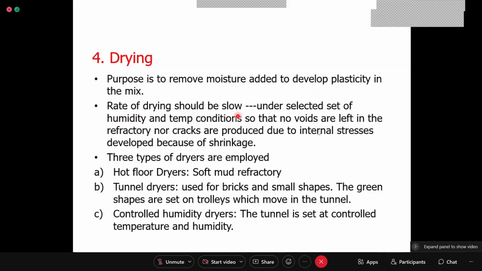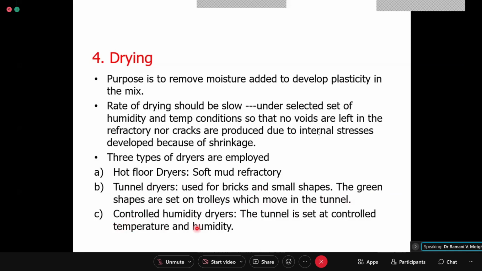Rate of drying should be slow under selected set of humidity and temperature conditions so that no voids are left in the refractory nor cracks are produced due to internal stresses developed because of shrinkage. Three types of dryers are employed: hot floor dryers, where soft mud refractories are used; tunnel dryers, used for bricks and small shapes. The green shapes are set on trolleys which move in the tunnel. The tunnel dryer will keep moving around.